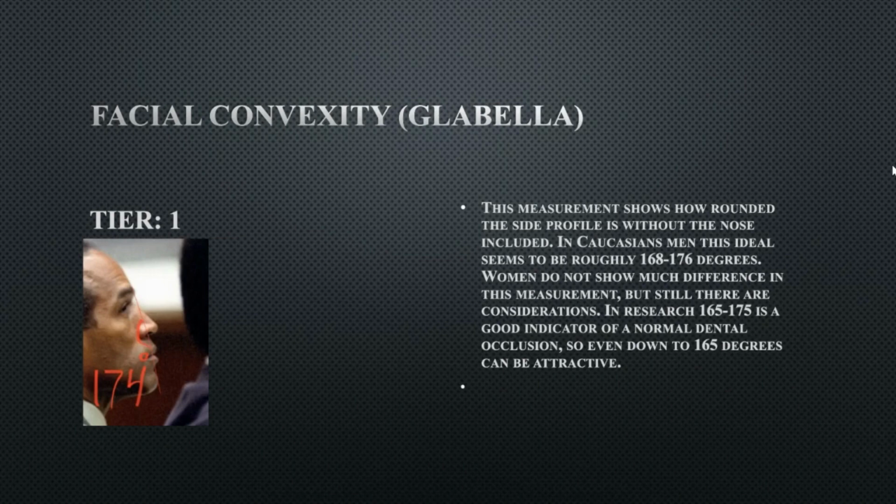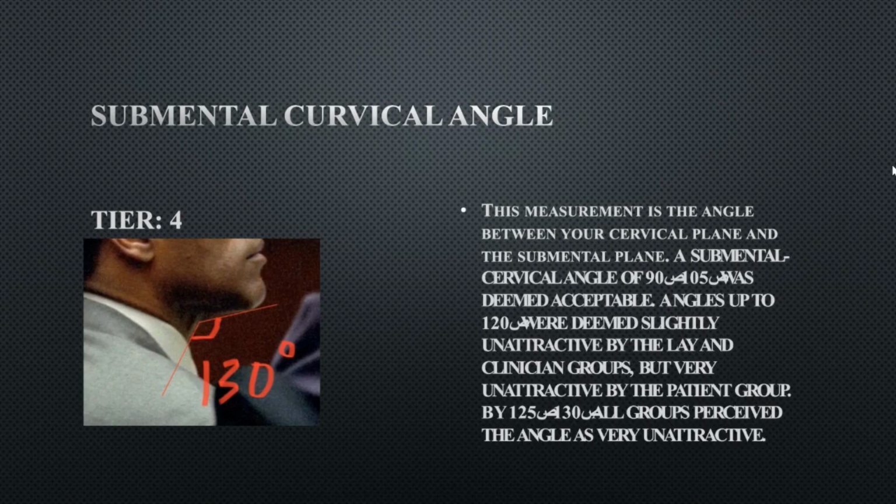Facial convexity from the glabella is at 174, so his facial convexity isn't too rounded or too flat, so this is perfect. His submental cervical angle, so this measures how high his hyoid is, and his hyoid is a little bit on the higher end, so this is a tier 4, and this is a slight flaw.